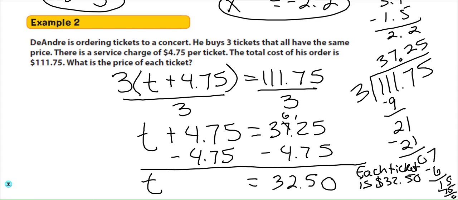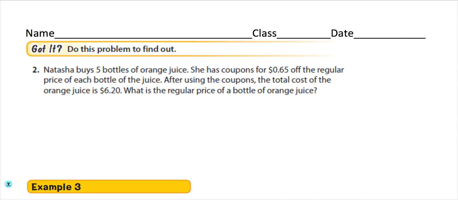All right, let's go ahead and switch gears. For the guided question, go ahead and try that one by yourself. And let's take a look. So we have Natasha buys 5 bottles of orange juice. She has coupons for 65 cents off the regular price of each bottle of juice. After using the coupons, the total cost of the orange juice is $6.20. What is the regular price of a bottle of orange juice?